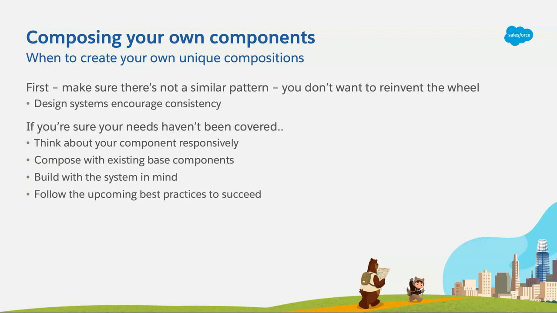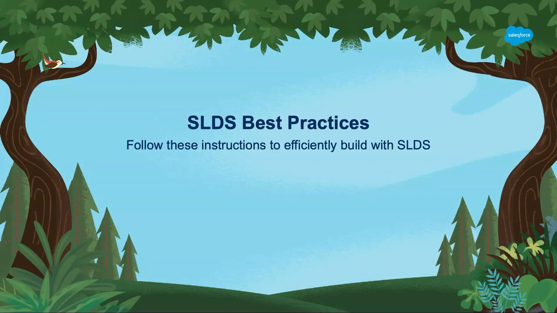But if you are sure you need a new component, or you want to make a component that's a composition of things, think about how it will behave responsively. When you build with the system in mind, work with the system, not against it, and use base components where you can. And use our SLDS tokens for things like color, sizing, and spacing. They all help keep things consistent. And the last thing you do is make sure that you've adhered to the best practices that we're going to talk about next.